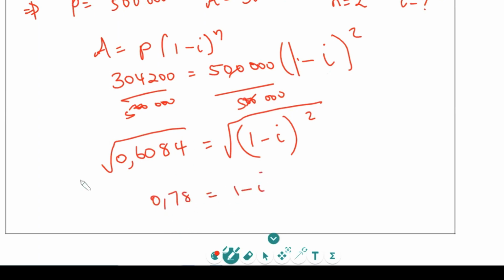I'll move the 1 that side, so minus 1. I'm getting negative 0.22 equals negative I. Divide both sides by negative 1. I'll have 0.22 multiplied by 100, which means my I is 22%.